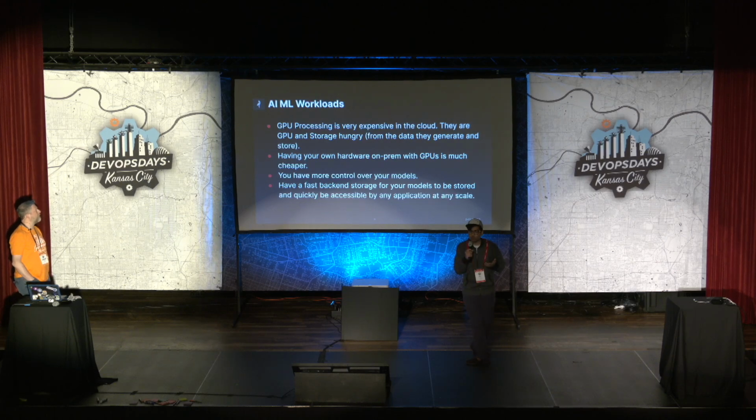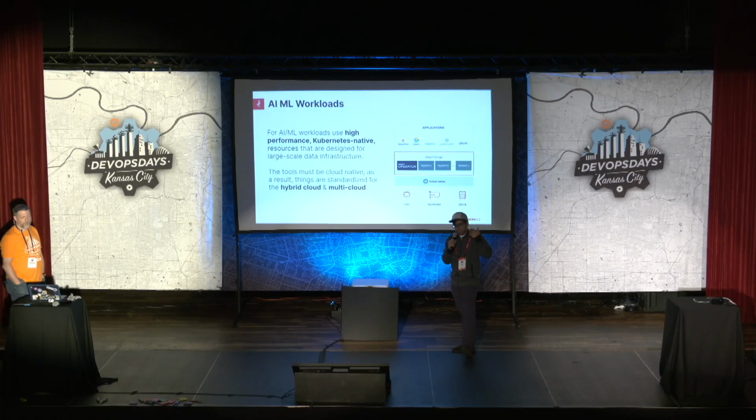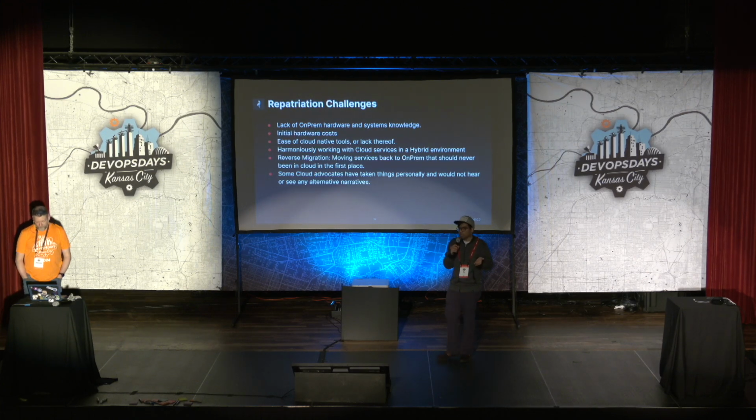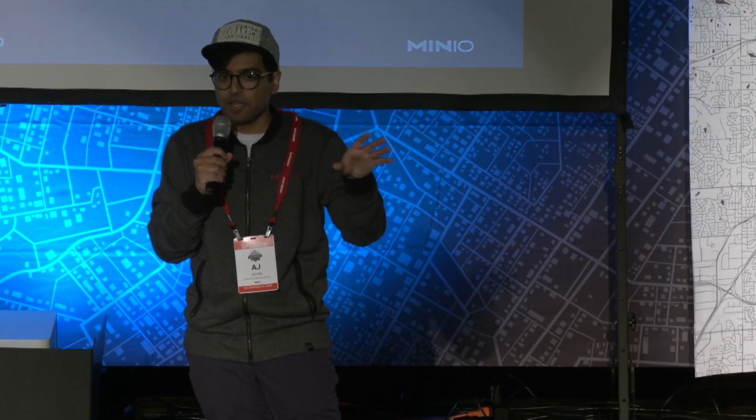So first thing you can look for, maybe bringing in AI/ML workloads, right? Maybe GPU processing and anything which you can build locally and have more control over your models, right? You can run it on a Kubernetes infrastructure and anything where you can have it homogeneous over multiple environments, right? Whether it be hybrid cloud or multi-cloud. So you want to make sure that you have those tools in place. And what are some of the challenges of repatriation? So the lack of on-prem hardware knowledge and the initial hardware cost, and just harmoniously working with the rest of the infrastructure, right?